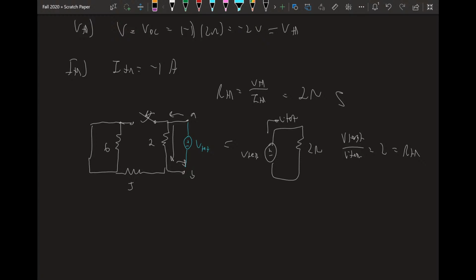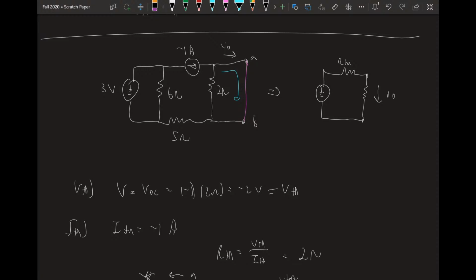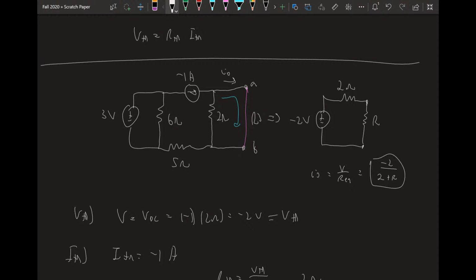So we were right. So let's go back up here. We know our V Thevenin. Our V Thevenin we found as -2 volts. We know our R Thevenin. We found R Thevenin as 2 ohms. So what's I naught? Well, what's this resistor? This resistor was R, right? So using Ohm's law, the total current through the circuit, I naught, equals V over R equivalent. This equals -2 over 2 plus R. So what we found is the current through the circuit for any resistor that was over here. Very nice and simple using the Thevenin equivalent.